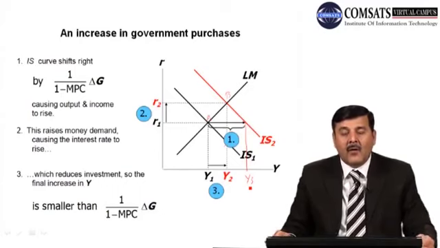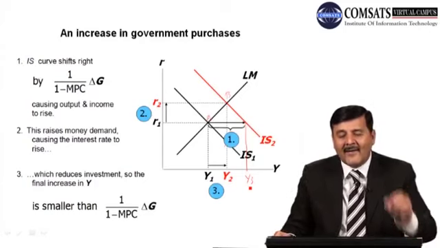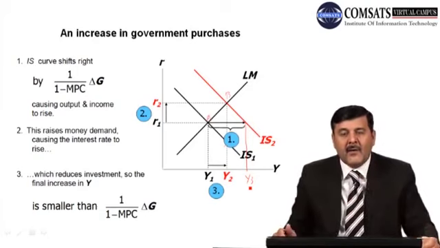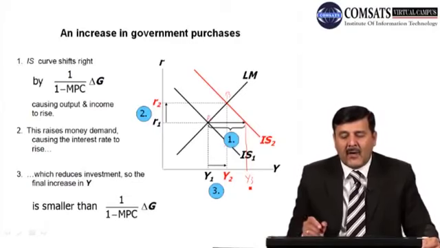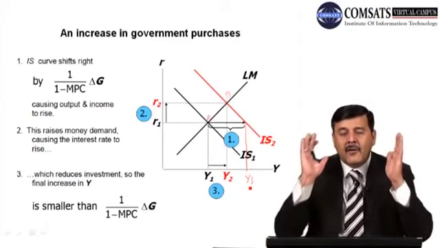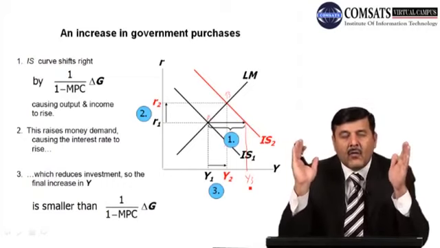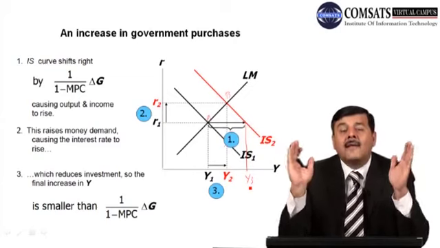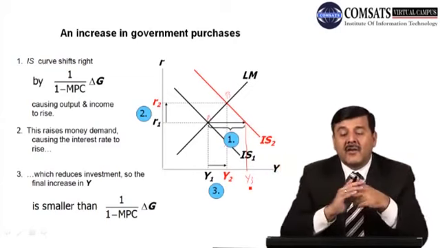from R1 to R2, and the economy comes back to equilibrium where the new IS curve is intersecting the existing LM curve at point B. At this point the level of interest is R2, income is Y2, which reduces investment. So the final increase in Y is smaller than the initial increase in Y due to the change in government purchases.